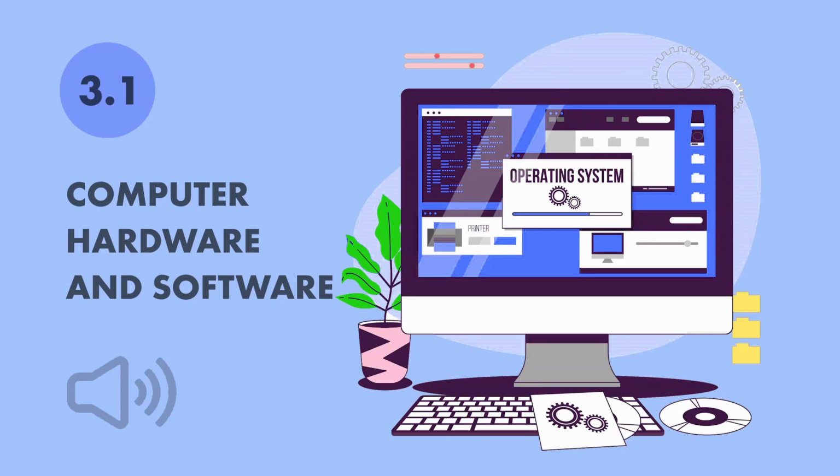Chapter 1: Computer Hardware and Software. To know in this chapter: properties of a computer, what are computer hardware and software, system software and application software.